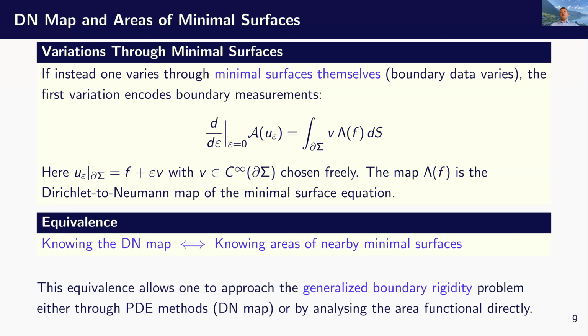So this equivalence now allows one to approach the generalized boundary rigidity either through what I call PDE methods, focusing on the DN map, so you take the DN map lambda here and try to get information from that, or as we see today, you can also analyze the area function directly. So we will do this latter approach today.